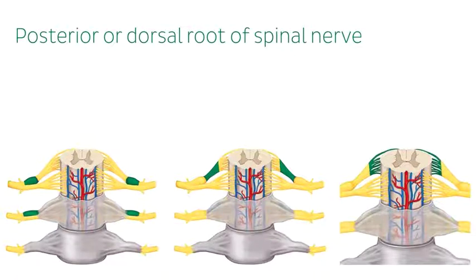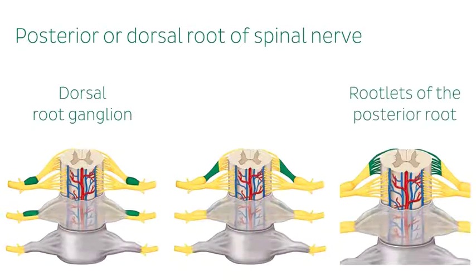This information is relayed to the spinal cord by sensory cells located in the structure you can see on the far left, which is known as the dorsal root ganglion. The axons of these cells form the posterior root of the spinal nerve, and finally these axons enter the spinal cord again as short thin filaments, the rootlets of the posterior root.